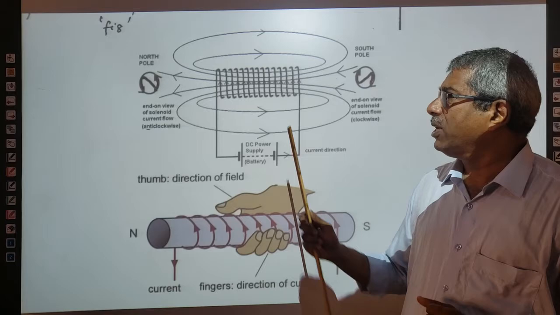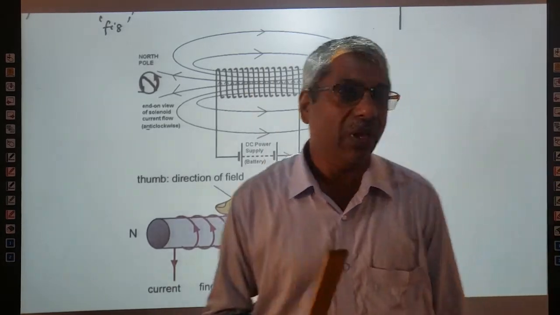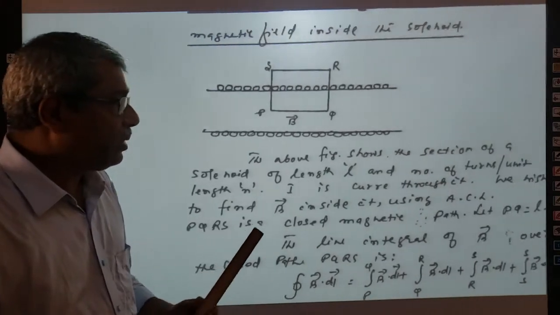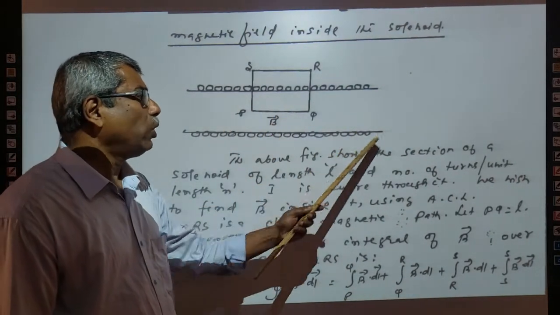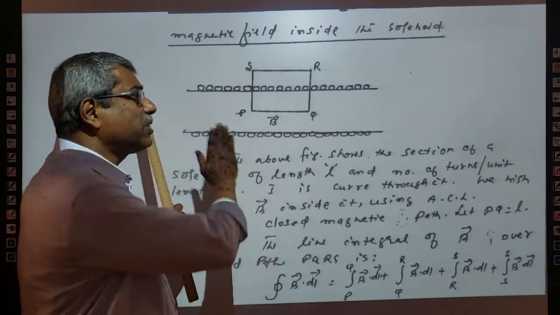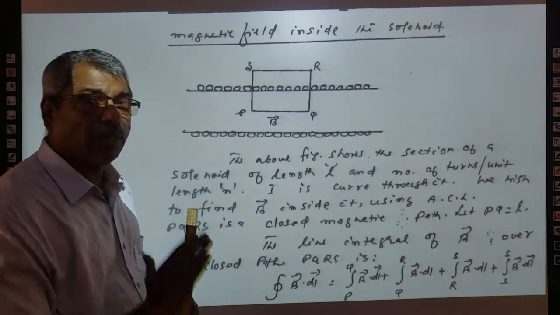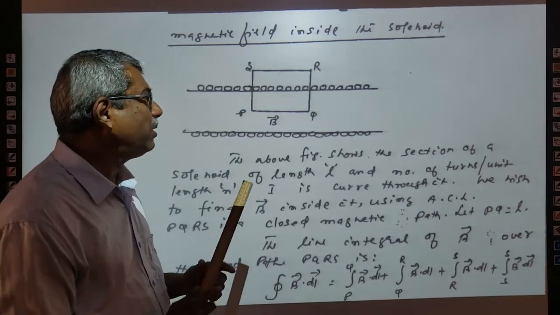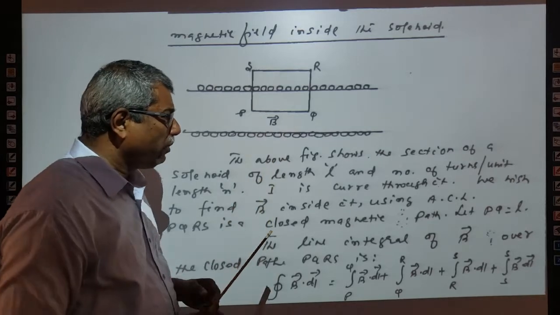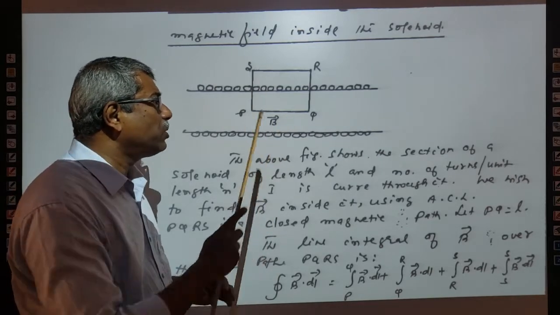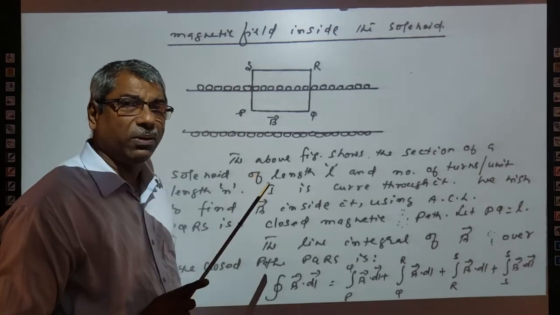Now we will find the intensity of magnetic field inside a solenoid. So this figure shows the section of a solenoid. That is, it is cut lengthwise along the axis into two pieces, right? One part is shown here. Here in this case also, to find the intensity of magnetic field inside the solenoid, we have to use Ampere's circuit law. This is another application, right?